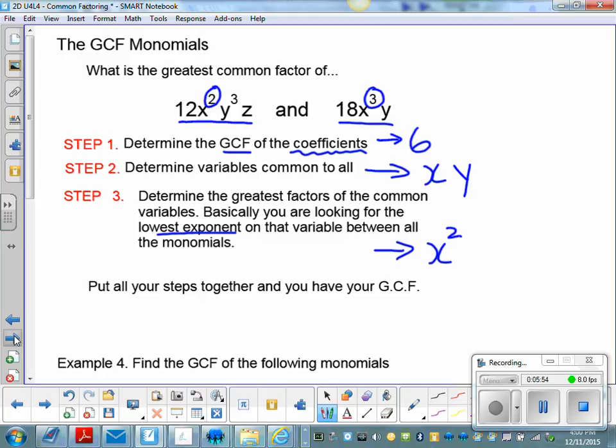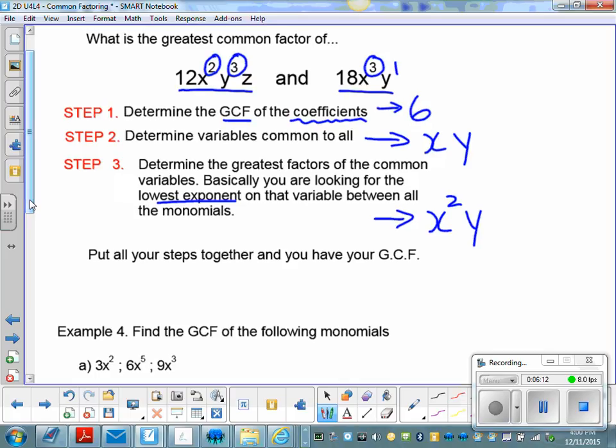And if I look at the y's, I've got a y cubed, and I've got a y with no exponent on it, so there's actually a 1 there. So the lowest exponent is 1, so that's just going to be y. So x squared y is a common factor to both terms. So that means then, if I'm writing the greatest common factor for those two monomials at the top, it's going to be 6 together with x squared y.